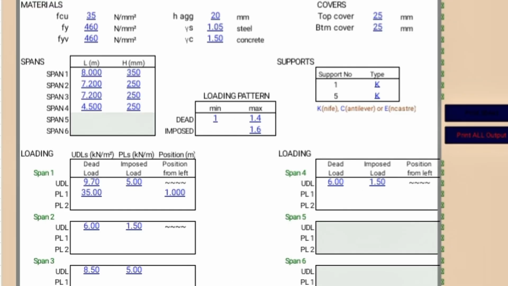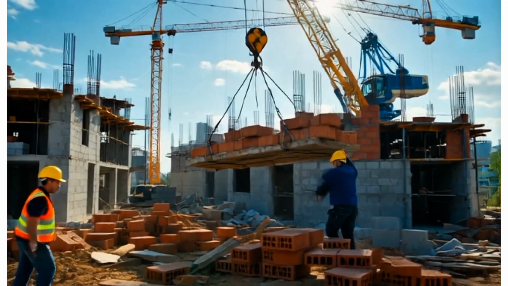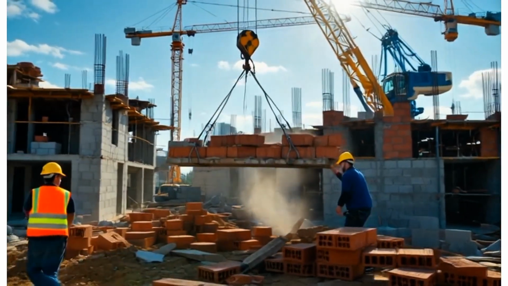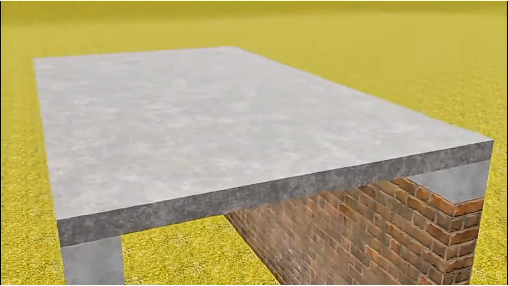This rule applies to clear spans, not the overall dimensions. You need to subtract the supporting element's widths where the slab rests. Always measure the distance between the faces of the supporting beams or walls. Get this wrong, and your entire structural calculation is off. We'll talk about the consequences of that later.